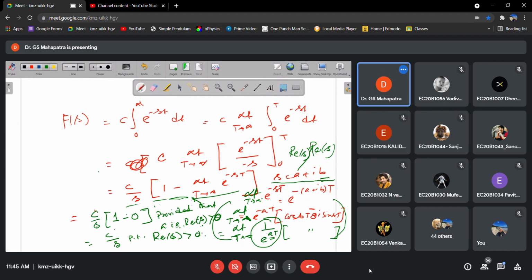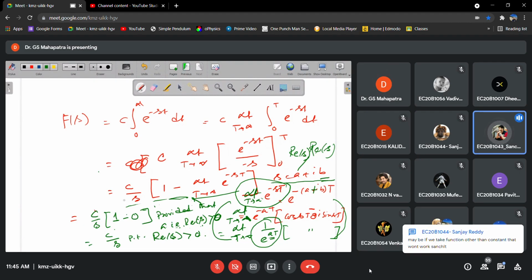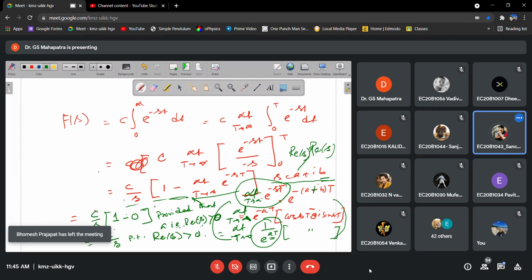How? Check it. Sir, if we integrate e power minus st, it will be e power minus st by minus s. Then after putting the limit, in place of t we write infinity, and e power minus infinity becomes 1 by e power infinity. Since e power infinity tends to infinity, 1 by infinity becomes 0.